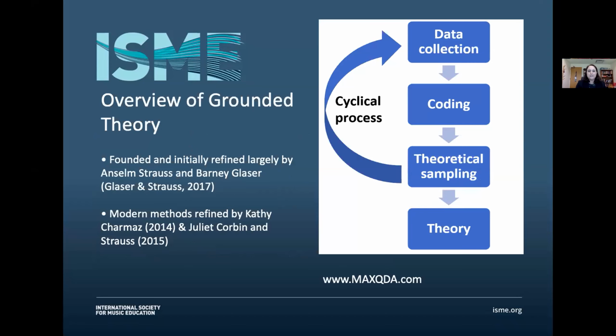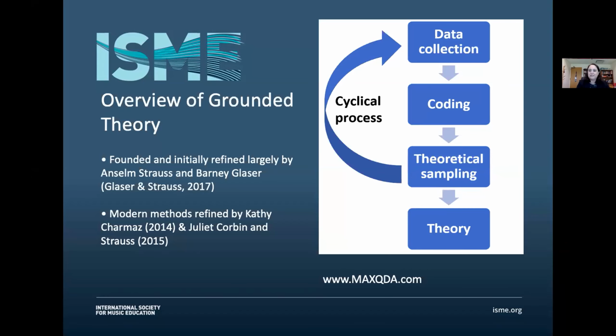It was founded around the 1960s by Strauss and Glaser. It's been refined into a more modern method by Kathy Charmaz with the help of also Strauss and Juliet Corbin, who was a student of Strauss. This is an inductive process. It's building from the ground up. So we're looking at the data and then building on top of that data in order to create a theory.